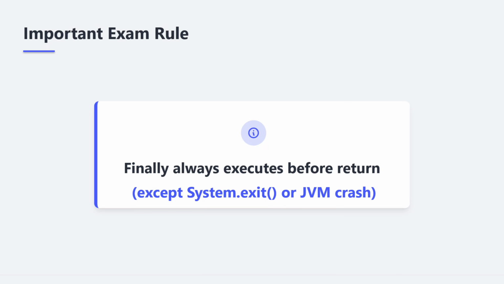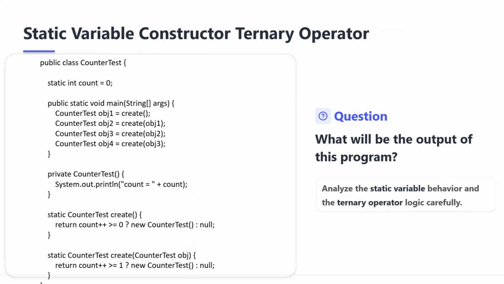The method returns only after the finally block is completed. Many students think that once return is executed inside the try block, the finally block will not run. That is wrong, guys. The finally block doesn't execute only in rare cases like System.exit or a JVM crash. Alright, let's move on to the next MCQ.